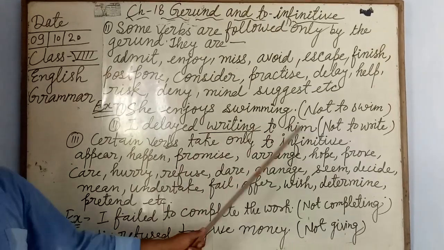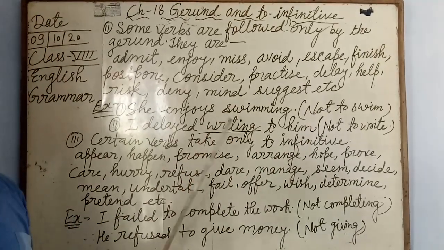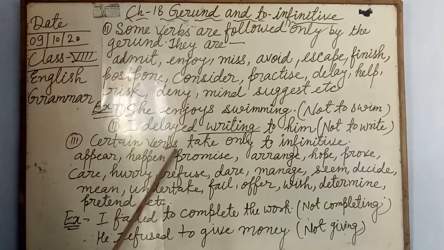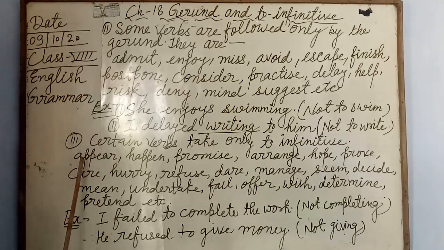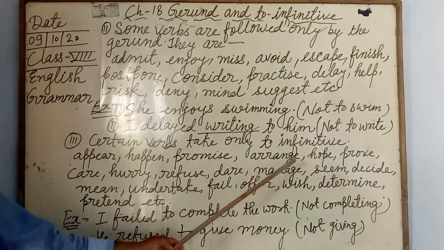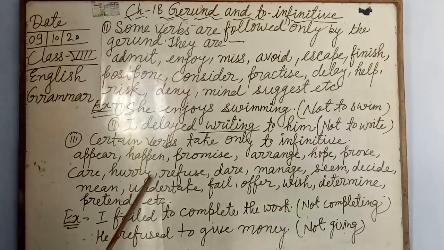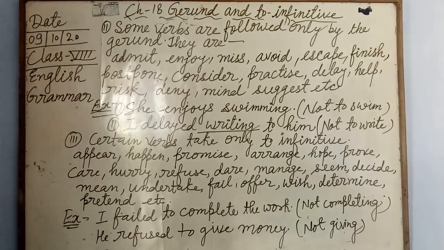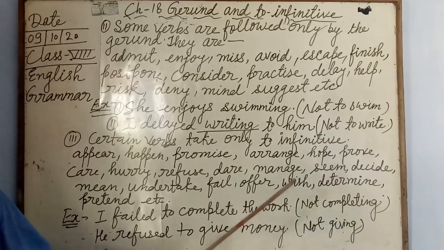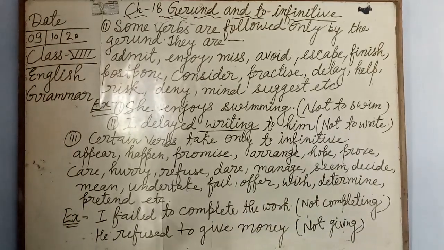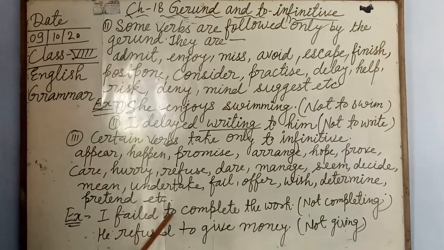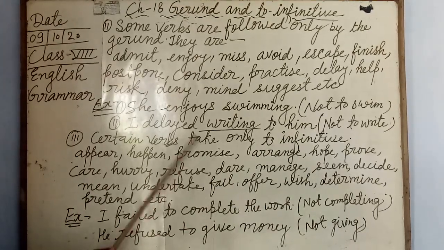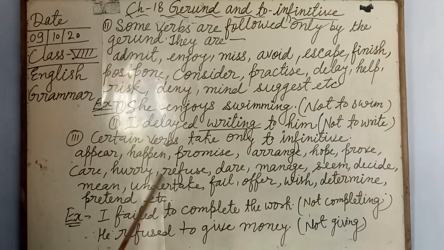I delayed writing to him. Here, we cannot use to write. It will be incorrect. Okay? Now see the third point. Certain verbs take only to infinitive and they are appear, happen, promise, arrange, hope, prove, care, hurry, refuse, dare, manage, seem, decide, mean, undertake, fail, offer, wish, determine, pretend, etc. See the example. I failed to complete the work. Means when there will be these words, we will only use to infinitive. We will never use gerund.